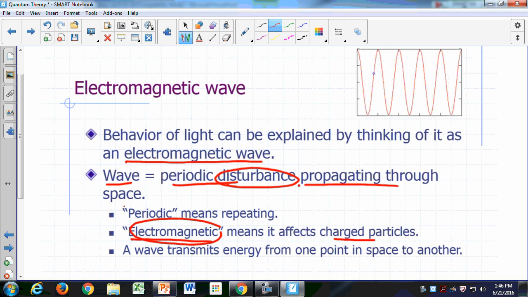The word periodic means it's repeating. So if you were to plot the wave, this is the disturbance here on the y-axis. You can see it goes down, it goes back up. That's called one cycle. It goes back down, goes back up again. That's another cycle. So it repeats itself over and over again. That's what we mean by periodic. Now, a wave is a way for energy to be transmitted from one point in space to another.